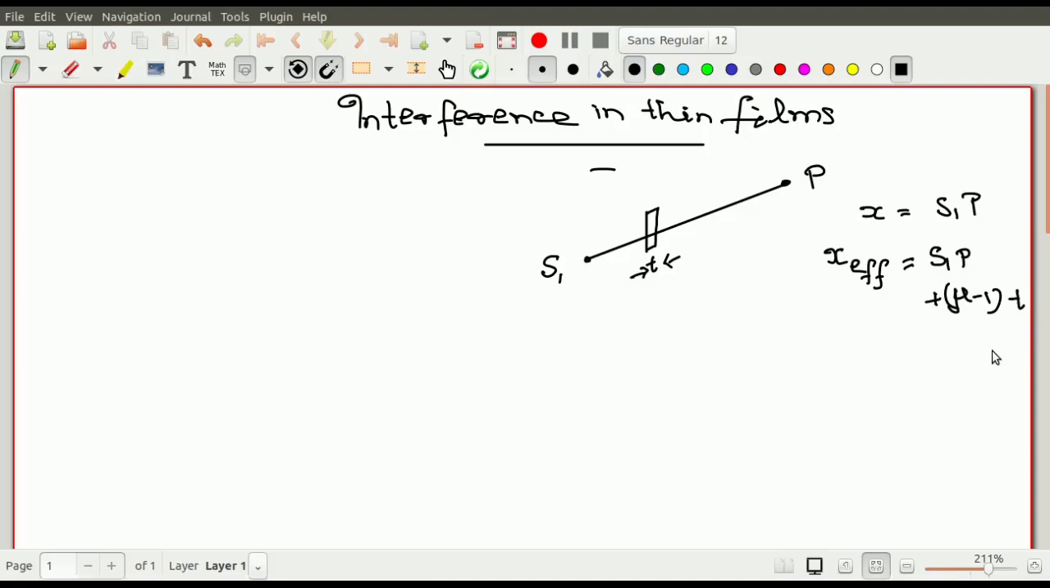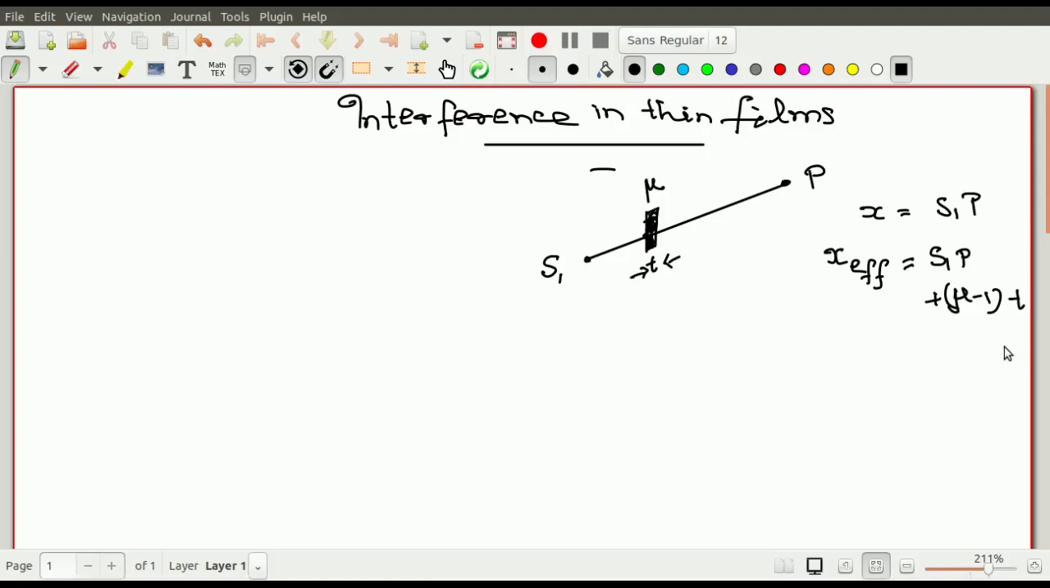Is it clear to you? Can you understand what I am trying to say? So effectively the path has increased by how much amount? Mu minus 1 into T, the thickness through which there was a refractive index of mu. So that amount of path has to be taken here. So that is mu minus 1 into T.